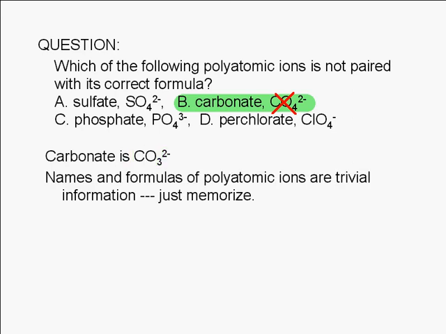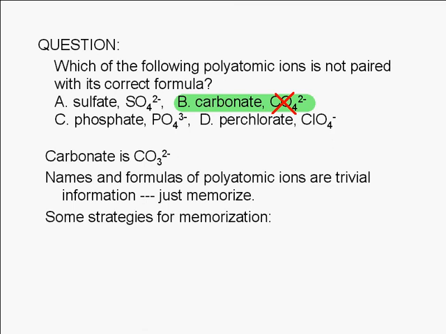Names and formulas of polyatomic ions are trivial information. In other words, you just need to memorize them as part of the basic vocabulary of chemistry. Be sure to memorize not just the elements and subscripts, but also the charge. The charge is part of the formula. Whether or not your teacher requires you to memorize them, it's a good idea to memorize them.